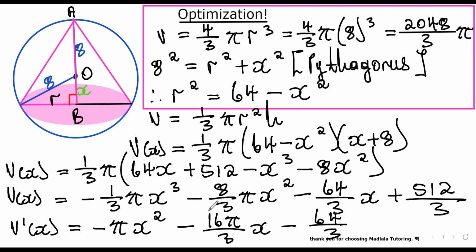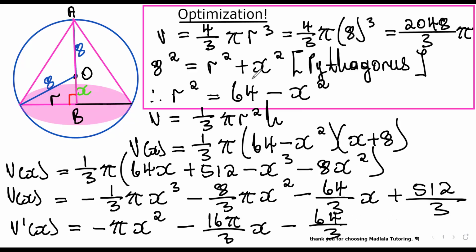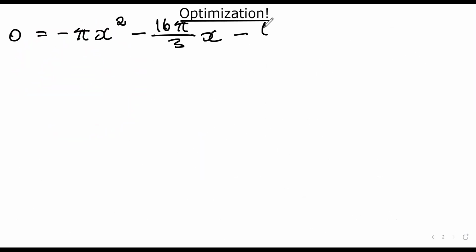Yes, the next step is to set the derivative equal to 0. That's fine, I can redo it. So I still have negative pi x squared, actually. And here I'm just going to have negative 16 pi over 3. And then we say negative 64 over 3.